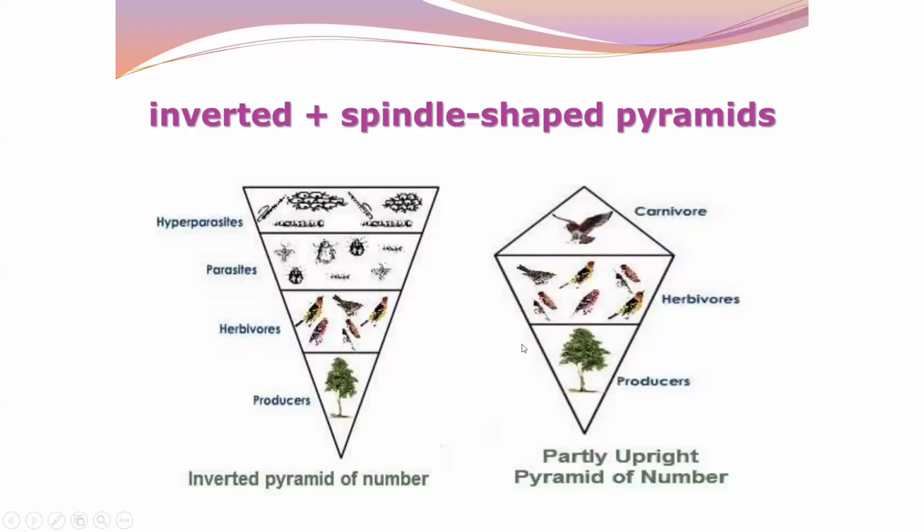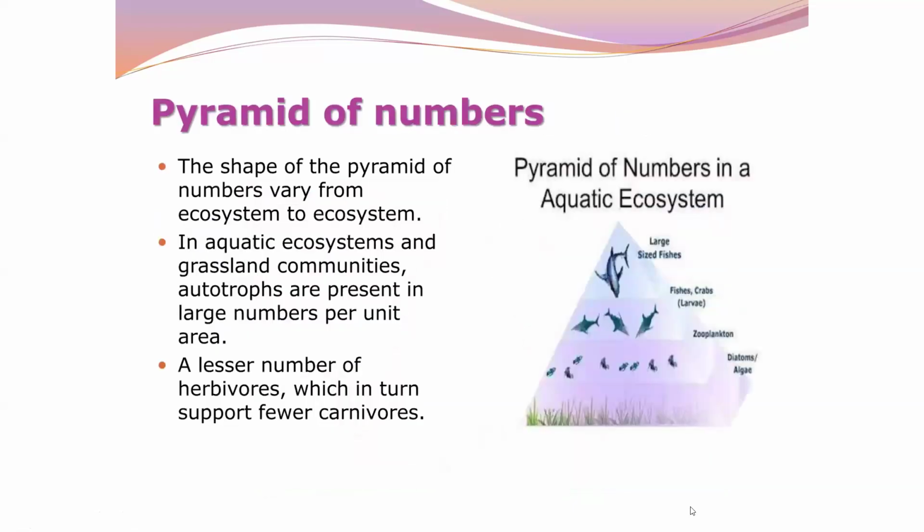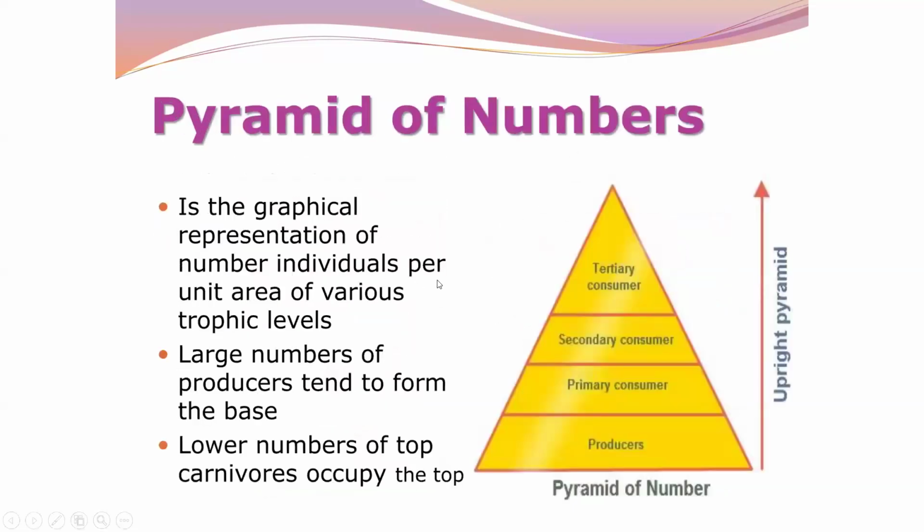So it comes under the spindle shape, due to which the spindle shaped pyramid of number is observed in the forest ecosystem. So these are the different cases, and these two are important. The inverted pyramid of number is seen in the parasitic ecosystem, and the spindle shaped pyramid of number is seen in the forest ecosystem. The pyramid of number is based on the number of individuals per unit area of various trophic levels.